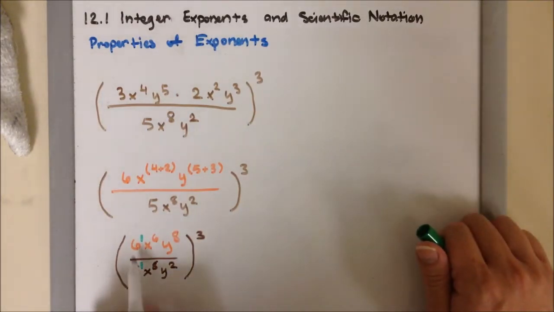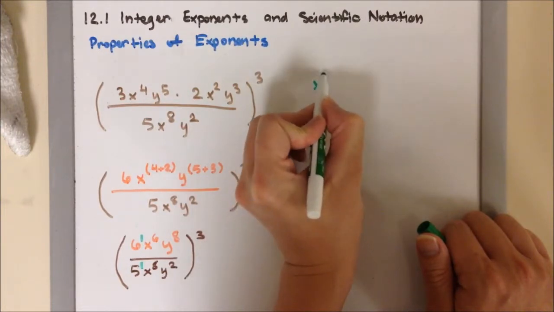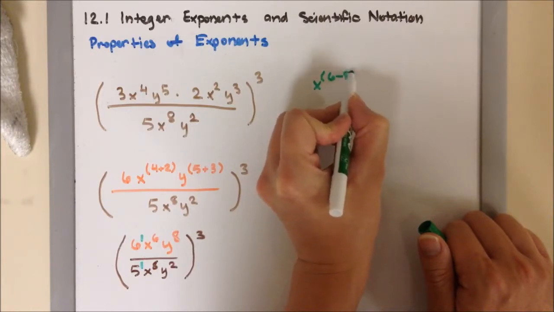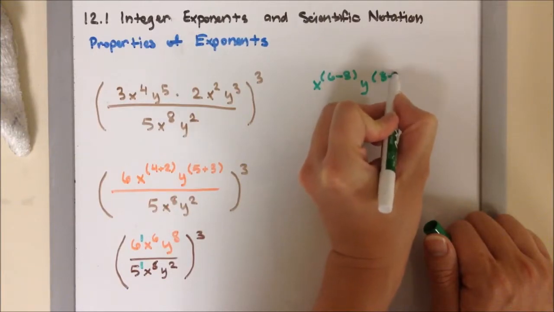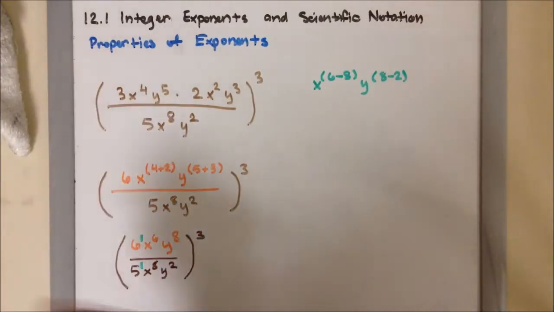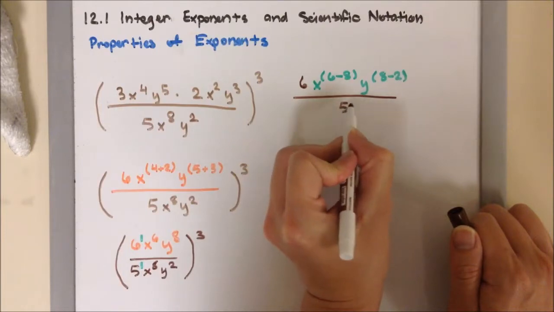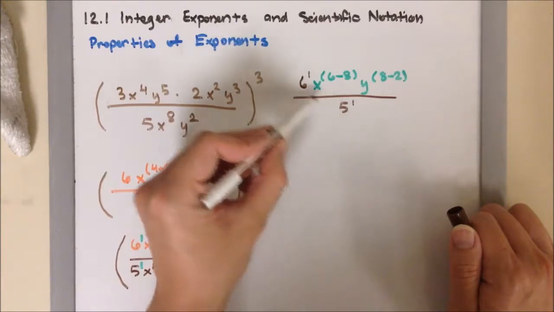Alright, so they're going to stay where they are, and we're going to have all the x's and all the y's on the top. So I'm going to have x to the power of 6 minus 8, because remember, top minus bottom, and the y, 8 minus 2. Again, top minus bottom. And everything else will stay the same, because the 6 and the 5 have an invisible 1, and there's nothing you can do to simplify between these two numbers.